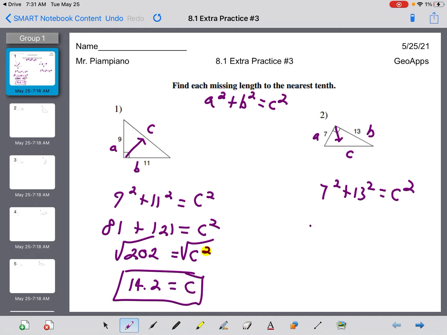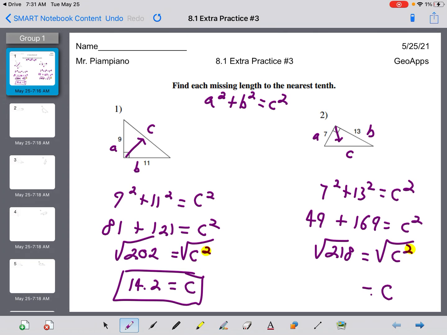On the other side, 7 squared, or 7 times 7, is 49. 13 squared is 169, and that equals c squared. Add those together. You get 218 equals c squared. And then again, to get rid of your squared, you have to take the square root. C equals the square root of 218, which is 14.7.